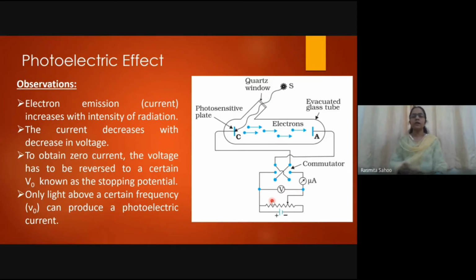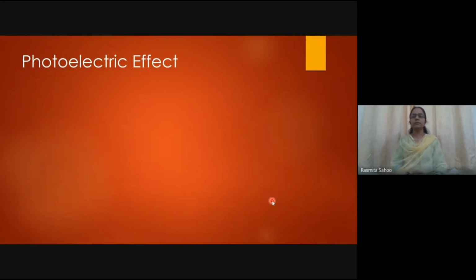Now, we have just written down the observations they got from the experiment. Slowly, we'll see one by one how these things happen, what plots they made, and where they got these observations. First, we'll discuss the effect of the intensity of the incident radiation.